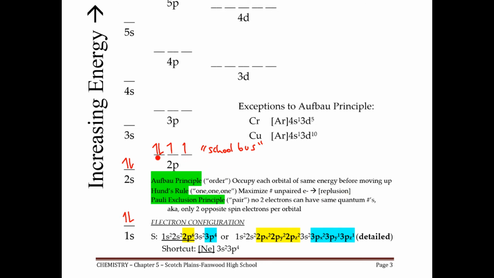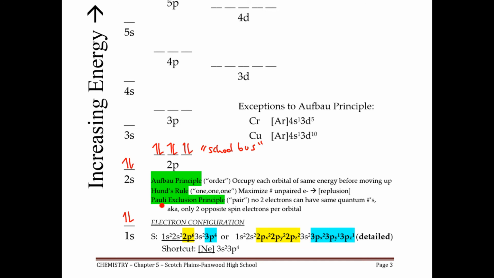Then when they have to, they're going to double up in the orbitals rather than go to the next energy level or next set of orbitals. So that's called Hund's rule. And then we're going to lastly talk about the Pauli exclusion principle.